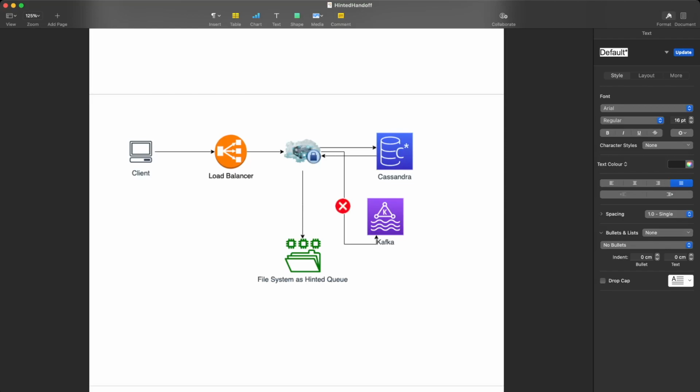When I am trying to notify a Kafka or an eventing stream, I fail. When I get a failure, I immediately append to the file system as a hinted queue. It will take an extra 1 or 2 milliseconds to do it, and then respond success. This is what I am talking about, and this is called hinted handoff.